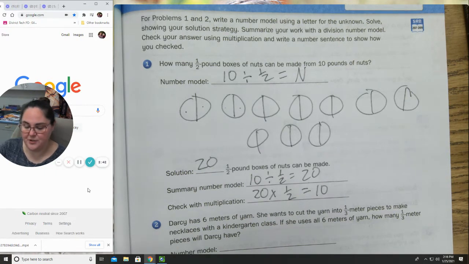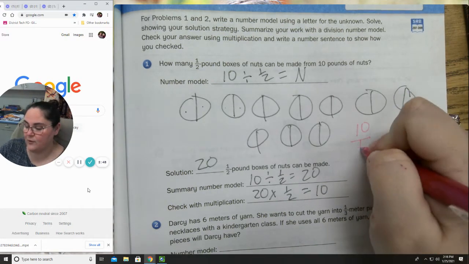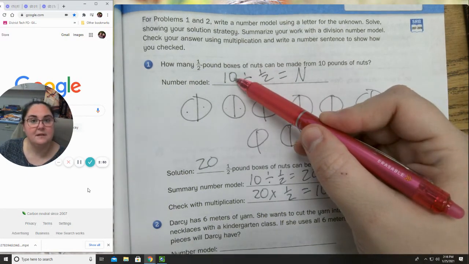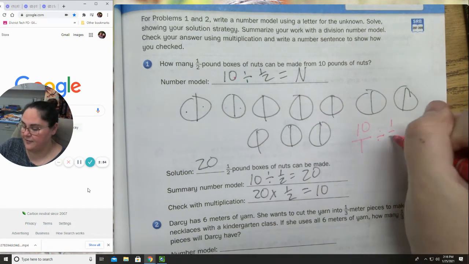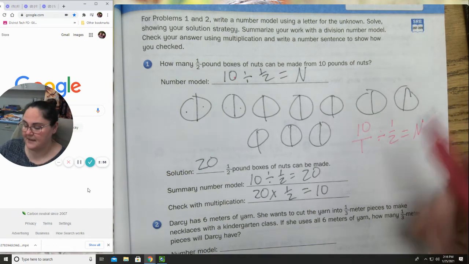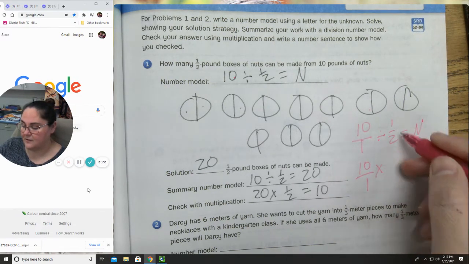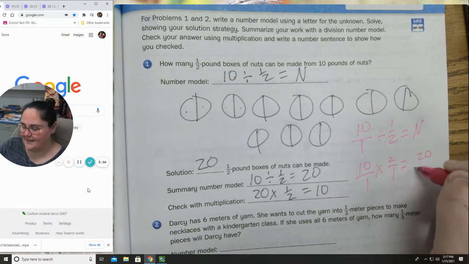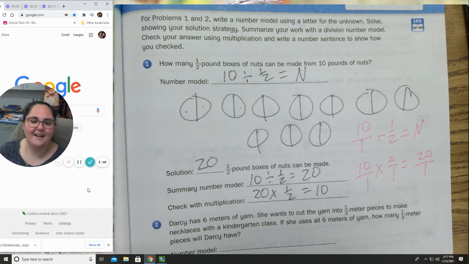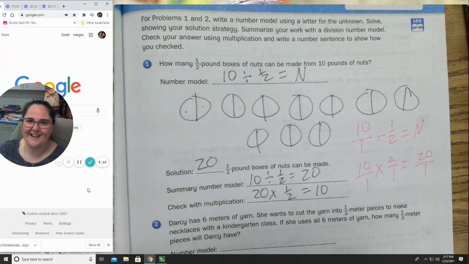Now, I know I showed you the reciprocal method, keep, change, flip. Just to show you that that works, we're going to do this. 10 over 1, because remember, that's how you write a whole number, divided by 1/2 equals n. Keep, change, flip. 2 times 10 is 20. 1 times 1 is 1. 20 over 1 is the same thing as 20. We did it right.